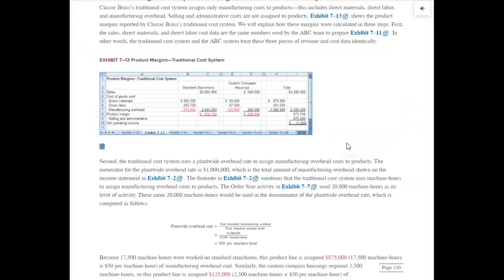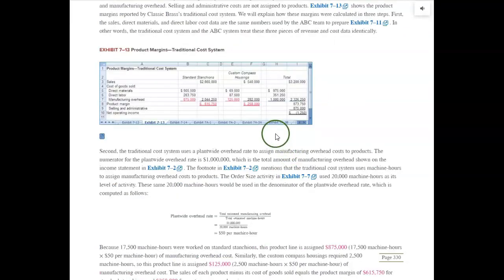Let's see, we're comparing this to the traditional approach. Here we go. If you look at the traditional approach where we don't allocate overhead in the detail we do in ABC, so this is back to the traditional cost system, it looks like both products are profitable. But going through the process of being more involved in allocating cost and being as accurate as we can, we just saw, even with these results under the traditional cost system, that in reality, we are probably losing money on the custom compass housings product.